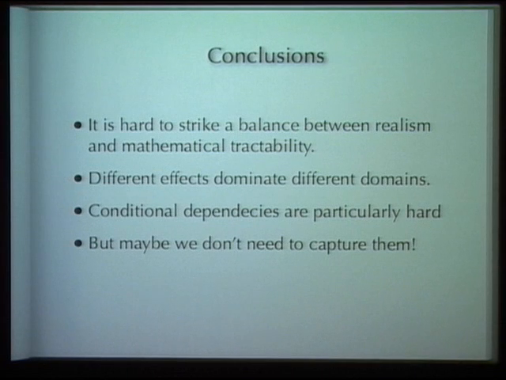And to conclude, I think it's quite hard to strike a balance between realism and mathematical tractability for these models. One reason is that different effects dominate different domains. Arguably, the hardest thing to deal with is conditional dependencies, this idea that if two people have a common friend, then the probability that they are friends themselves goes up significantly. And this last idea of random kernel graphs seems to be a nice way of capturing most of the benefit of having local density without having to deal with the mathematical difficulty of hard correlations.